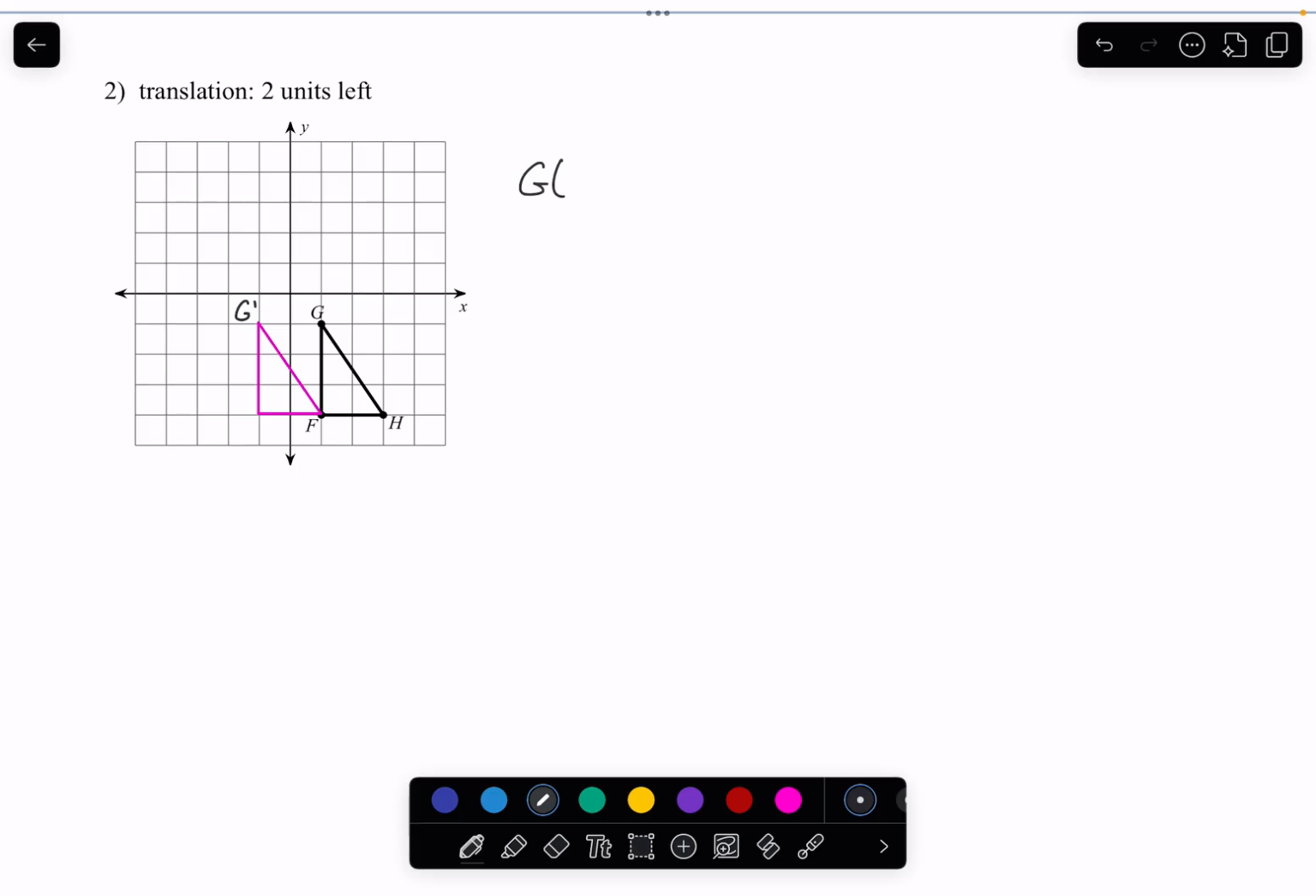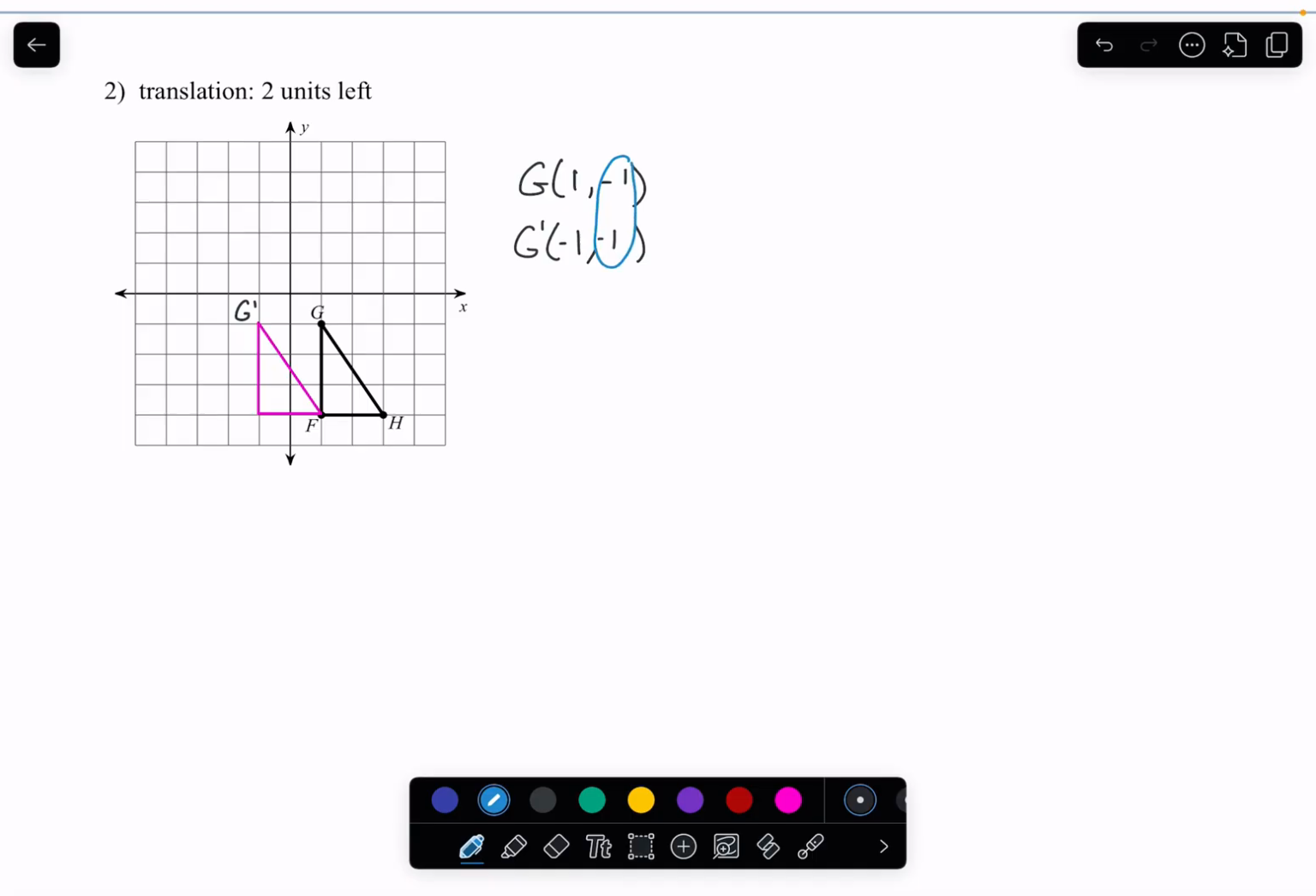So g, we are over 1 and down 1, so we are at positive 1 comma negative 1. And g prime, it looks like in this case, we are over negative 1 on the x coordinate and down 1 on the y coordinate. And so again, I ask you, well, what changed? And maybe I could have used a better example because we're all dealing with negative 1s here. But we can see in this case, the y coordinate stayed the same.